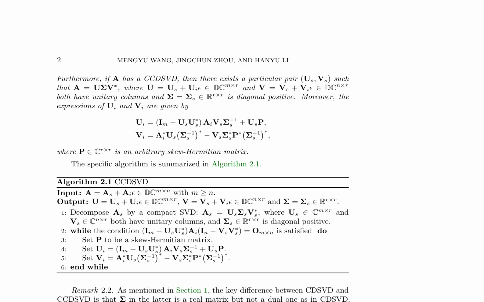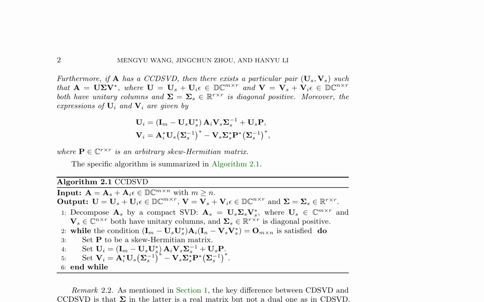The complex compact dual singular value decomposition, CCD-SVD, of a matrix A is a perturbation of a matrix As with a compact SVD. The CCD-SVD is defined as A equals U sigma V, where U and V have unitary columns, and sigma is a diagonal positive matrix.